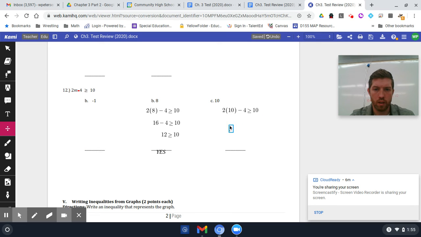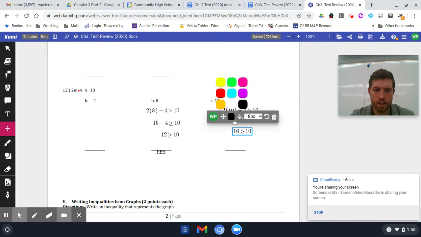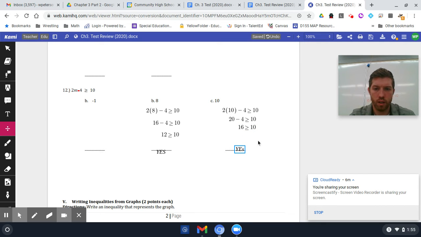So now we have 10 times 2, which is 20, minus 4 is greater than or equal to 10. And then that 20 minus 4 is 16. Is 16 greater than 10? And that is yes. All right, so again, it's just algebra. We're plugging it in and simplifying. Again, you can actually put this whole part right here into your calculator at once.